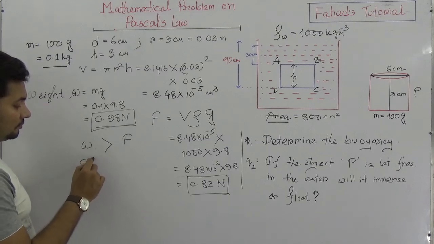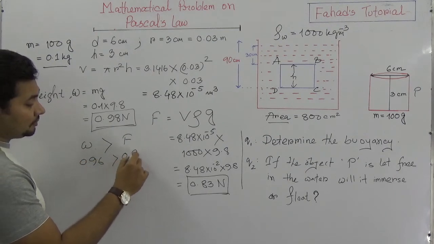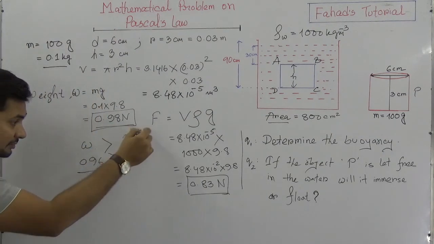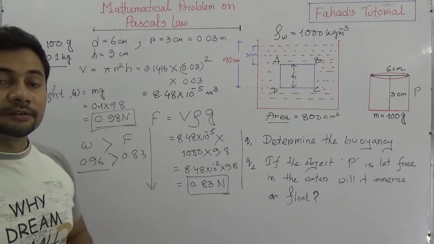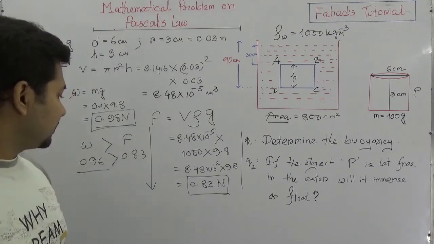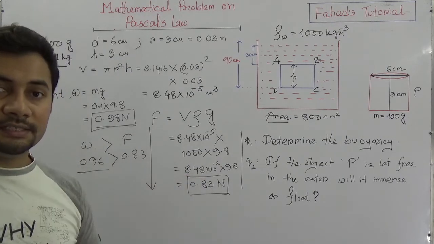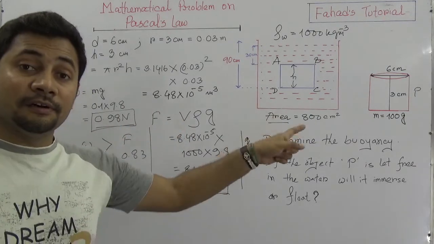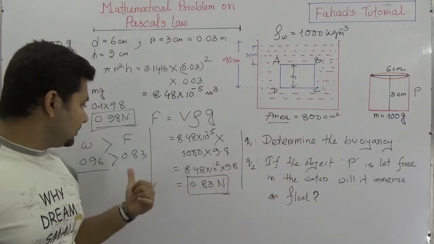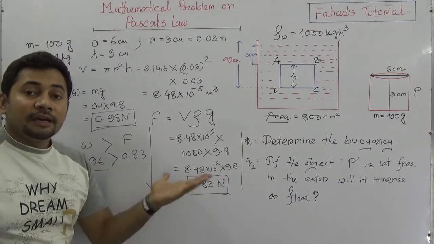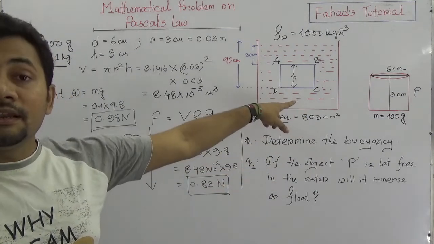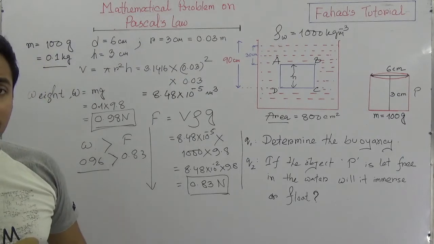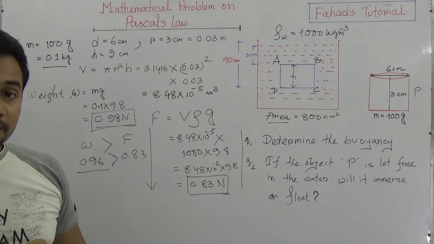So as 0.98 and 0.83, as the weight of the object is greater, it means it will again sink into the water, or it will immerse fully into the water. So both cases the answer is right. In the previous way, the density of the object is greater than the density of water. Similarly here, the weight is heavier than the buoyancy of the object when we let it free into the water. So in both cases the answers are right, and you can definitely think in which way you should answer in your question paper.